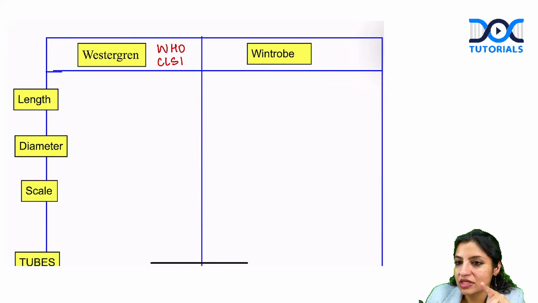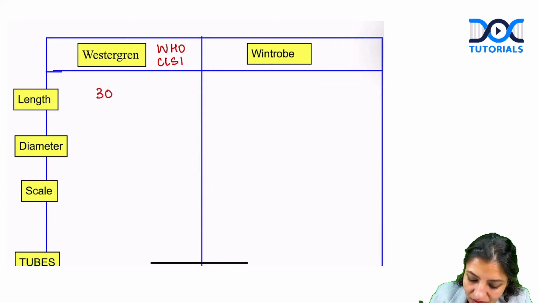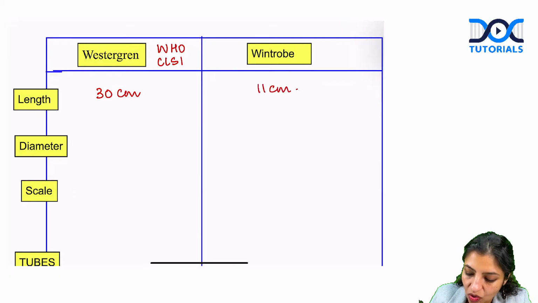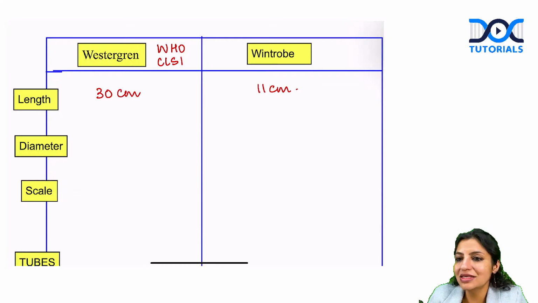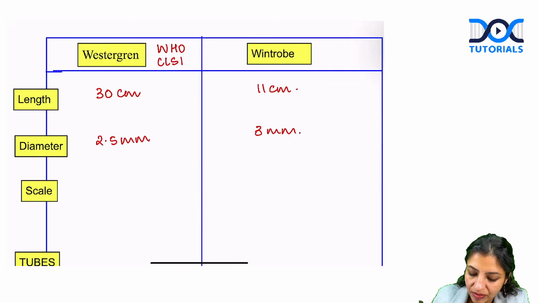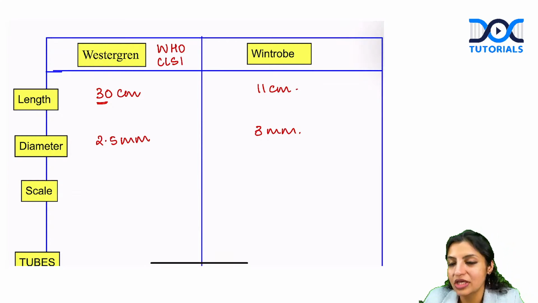Now, the Westergren tube is a longer tube. It's not a tube, it's a pipette. It is open from both ends, and its length is approximately 30 centimeters. This is in contrast to the Wintrobe tube, which is 11 centimeters long. So first is the length. Westergren is a 30 centimeter long pipette. Wintrobe is an 11 centimeter long tube. Now, if you look at the diameter, Westergren is only 2.5 millimeter bore, whereas Wintrobe is 3 millimeter bore. So how do you remember? 30 will never allow 3, so it has to be less than that. So it is 2.5 millimeter.